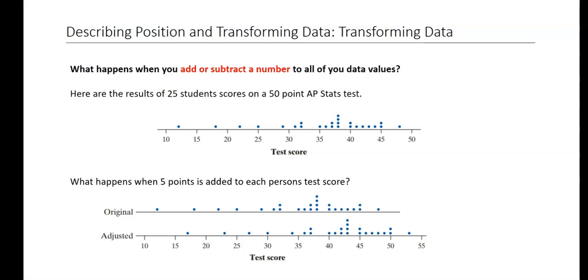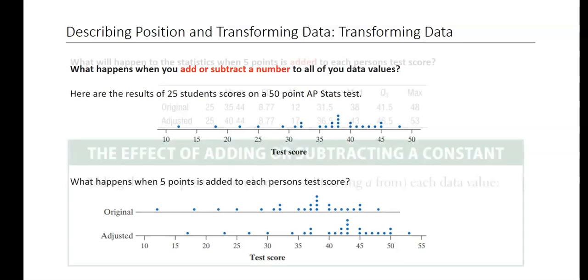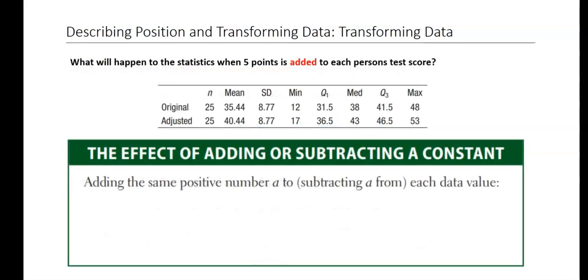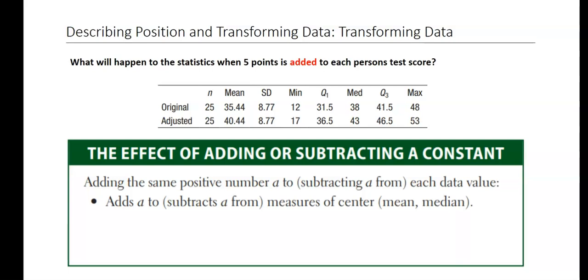But the measures of spread or variability, do you think they changed at all? It looks like the same width. The range looks to be the same. I'm pretty sure the IQR would be the same. Standard deviation would be the same. So this changes the center when adding a positive number or subtracting.